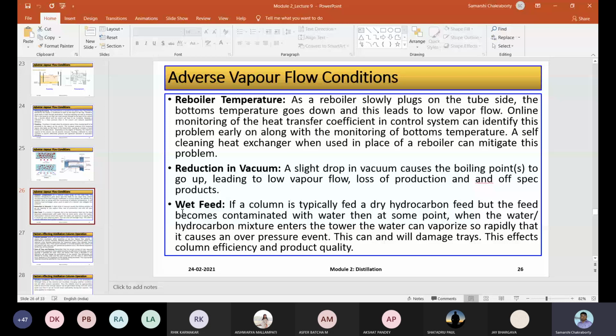And reduction in vacuum, but this is going to be applicable only for vacuum distillation. A slight drop in vacuum can cause the boiling point to go up.